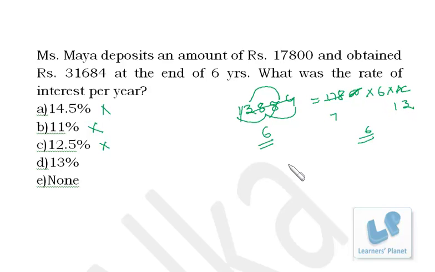Okay, so this way you can solve the problem very easily, and if you wish to go for the calculation, you can simplify this expression by taking factors of 178 and 6. Okay, anyways you can go, but the problem should not take more than 40 seconds to solve.